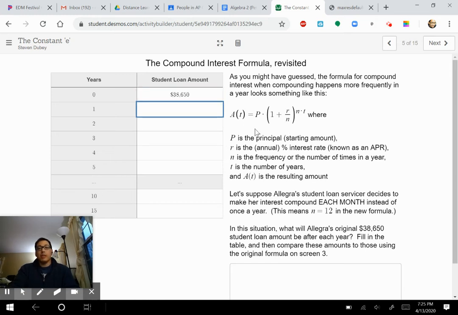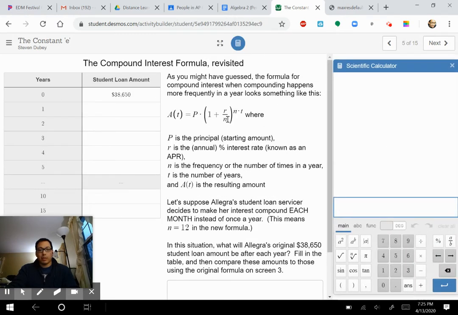But now after 1 year, how could we figure this out? Well, we can plug into this formula again, but n now is equal to 12 because it's happening 12 times in 1 year. We're going to break her 4.8% up into 12. So let me write this out. So $38,650 times 1 plus, it was a 4.8%, so it was 0.048. Now we're dividing that by 12.